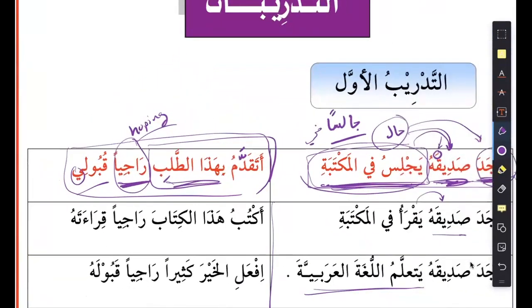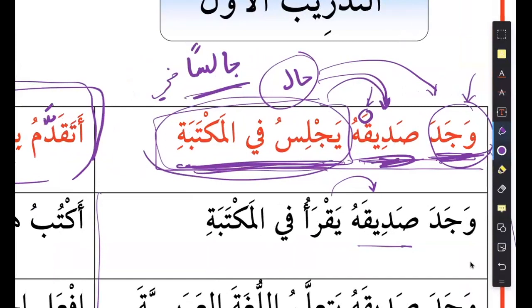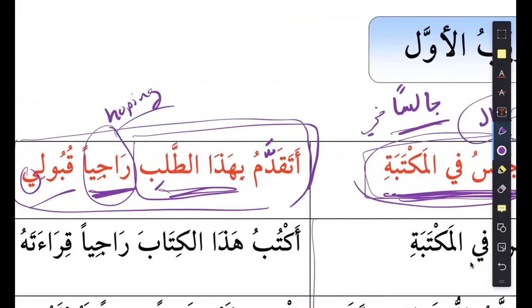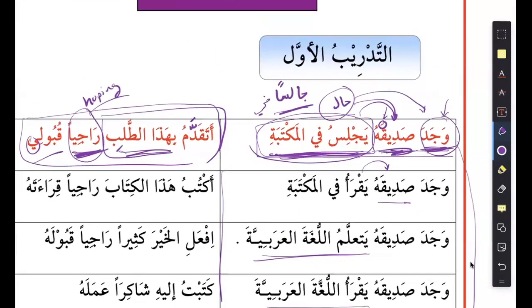Now, interestingly, remember what I said here. If you make this sentence with, instead of saying yajlisu, you can also say jalisan. Wajada sadiqahu jalisan fi maktabi. Same situation. You have a noun and you have a noun, both of them in this fatha state. In the beginning you will be frustrated because you don't know which one is which, since this one I'm calling hal and this one I'm calling li ajlihi. That's why this technical term is not super important for you guys. As long as you know what's happening and the translation, you will be fine.